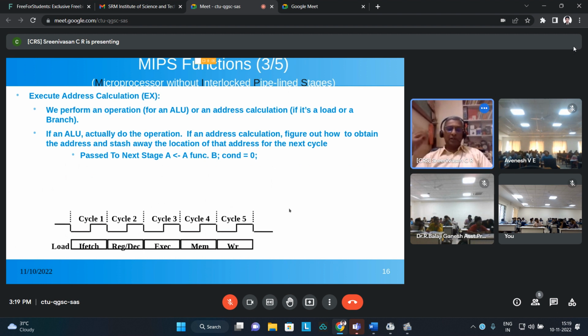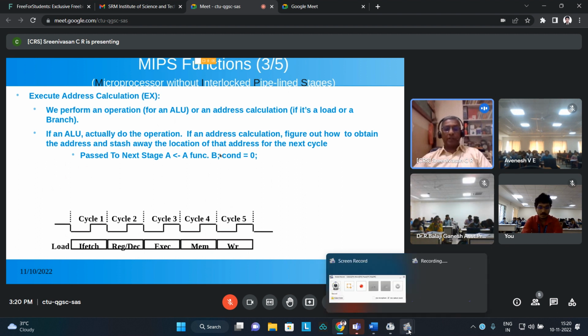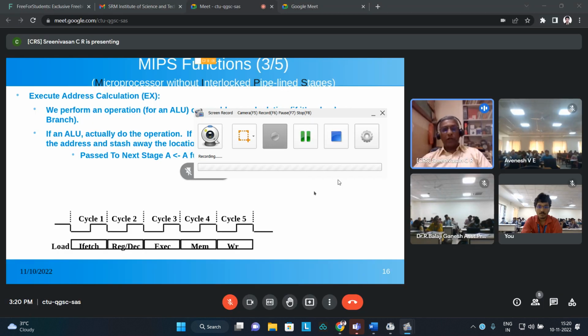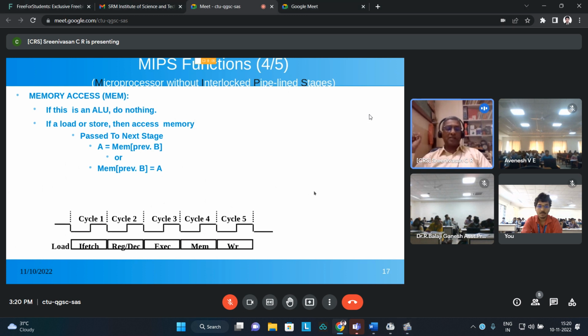Now it goes on to the next stage, execute and address calculation. So now it has to execute, find the results, keep the results, and then get an address to store them, right? So we perform the operation on an arithmetic logic unit, the microprocessor component, and it does the operation there. If the address calculation has been done and it is found, then we need to find a memory address to store, right? So the condition is 0 because the function has been computed. Then it goes on to the next one for memory access.